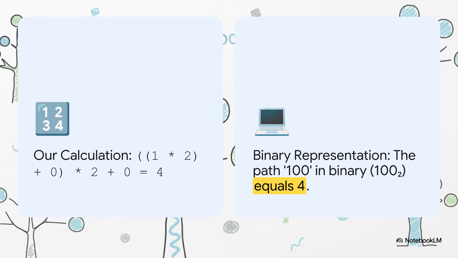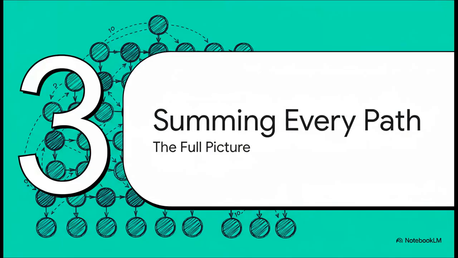So our little calculation, it's just a clever, dynamic way of converting a binary number that we read off the tree into its decimal value. The path literally is the binary number, and our simple algorithm is just the translator. Awesome. We've totally cracked one path. So now we just have to use that exact same logic for every other path that goes from the root all the way down to a leaf. And then we can finally solve the whole puzzle.